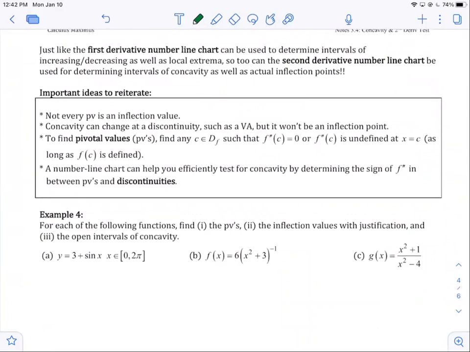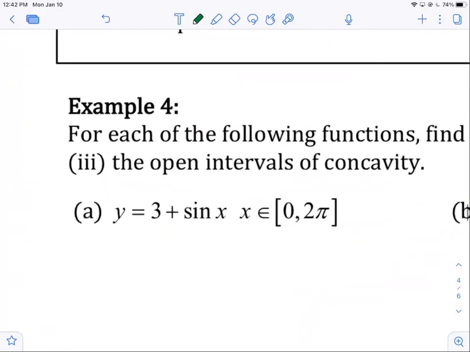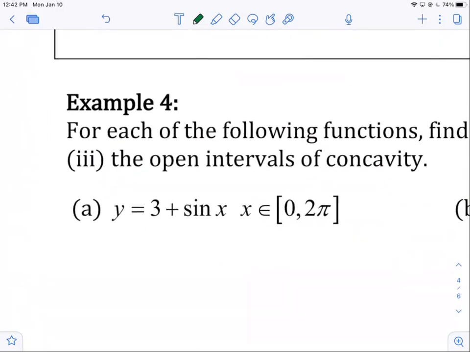All right. So important ideas to reiterate. I've been reiterating all along. If you want to read it, feel free. We're jumping into example 4. This is where it gets good. All right. It's been good so far. How are we doing on time?